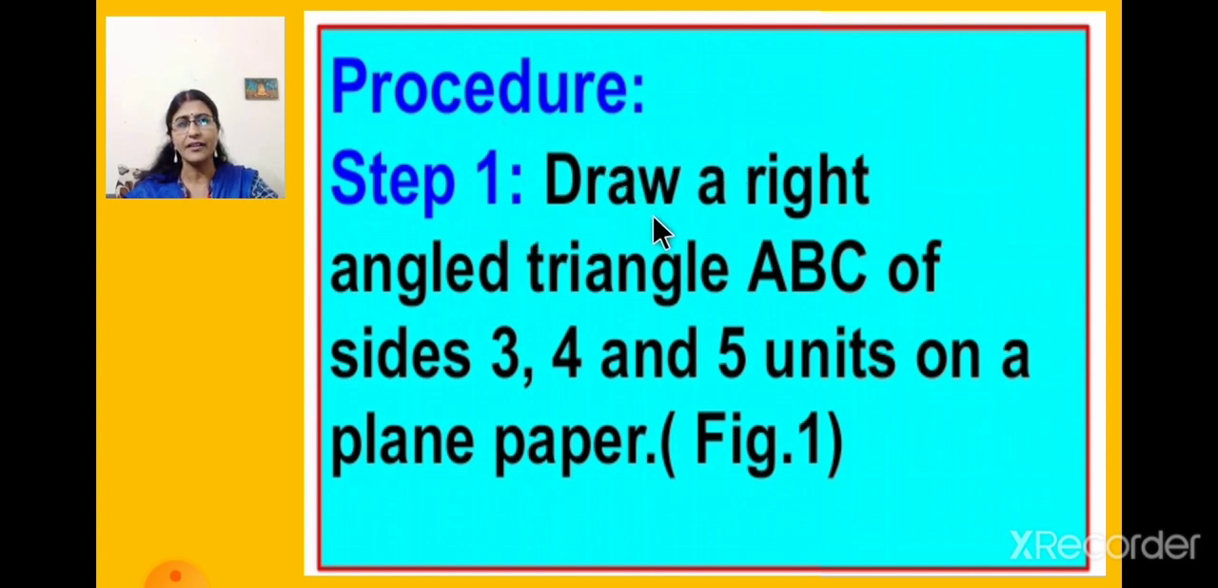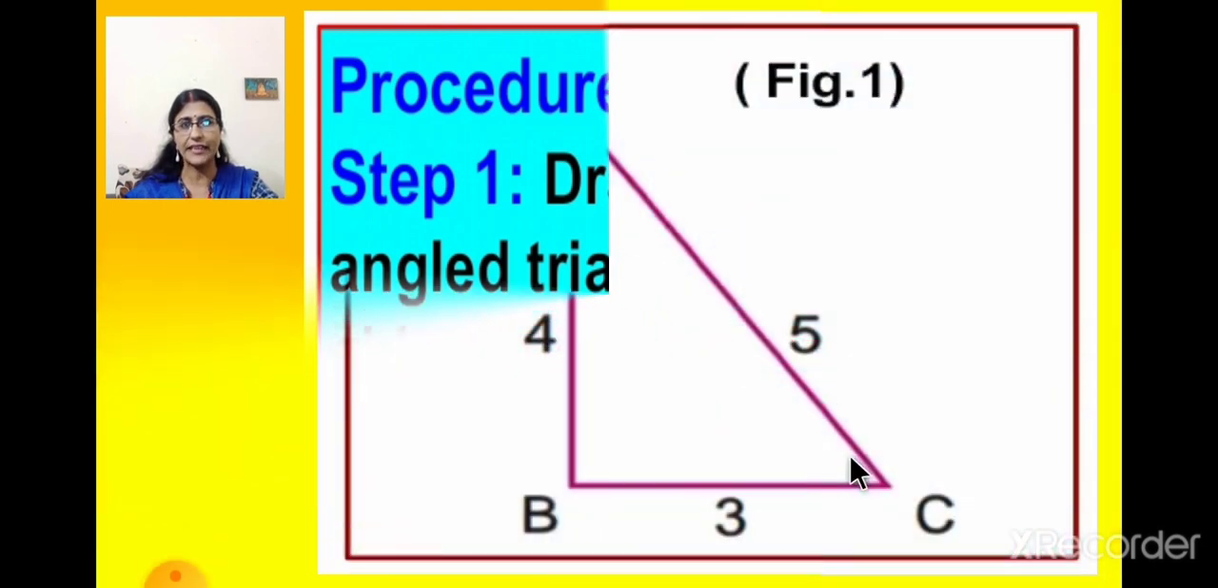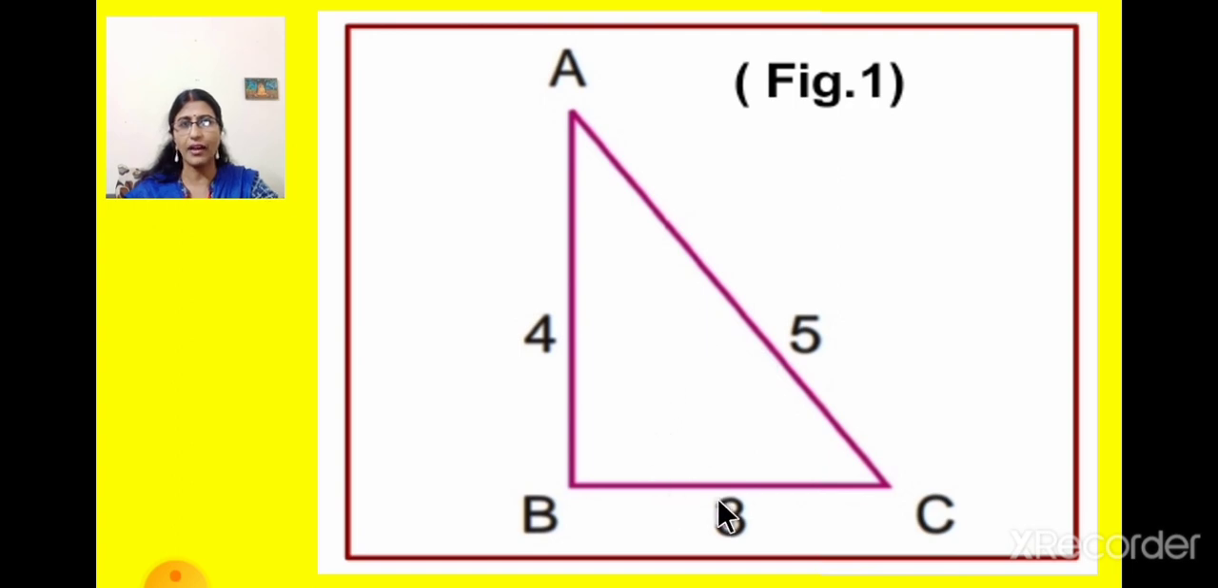First, step 1, draw a right angle triangle ABC of sides 3, 4 and 5 units on a plain paper. So that is in figure 1. So you can see here like this, you will draw a right angle triangle which you have seen in the activity also. So like this, you will name the right angle as ABC. BC will be of 3 units, AB will be of 4 units and AC, which is the hypotenuse, it should be of 5 units.